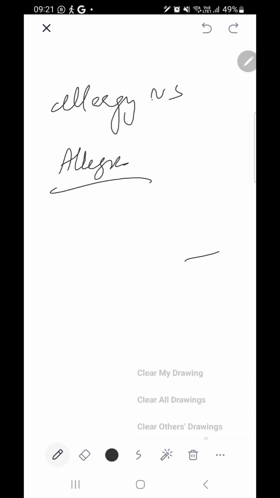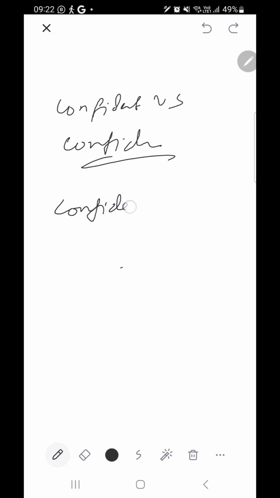Like that. Confident versus confidence. Now, confident is an adjective. Mr. Mark is not confident, let's say, about surgery. Now, confidence is a noun. The patient lacks confidence in his surgery, right? So with a noun, we always have to use a verb before that, right?